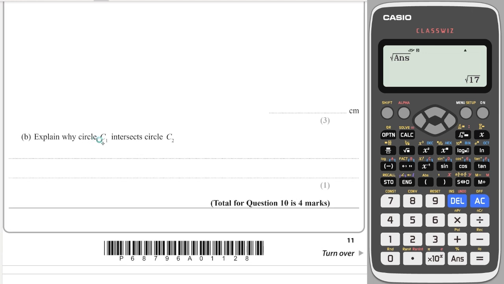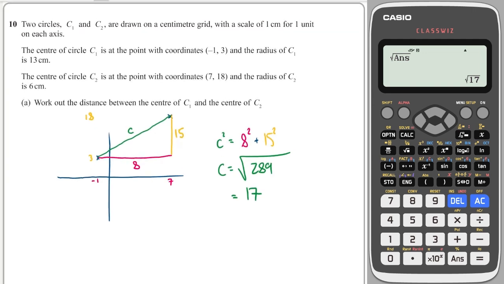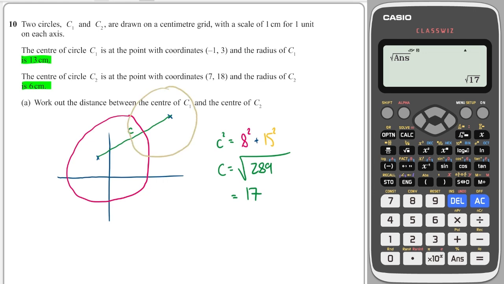Okay, part B, we're asked to explain why circle C1 intersects circle C2. Well, we need to have a look at how far the circles reach out, and that's given by their radiuses. So if I look at my diagram again, C1 has a radius of 13, so that's going to be quite big, and C2 has a radius of 6. And if we look along this line here, this line is 17 long, and if they weren't to intersect, then the red and the orange line would have to be less in total than 17. But because 13 plus 6 is greater than 17, because 19 is greater than 17, they must intersect.